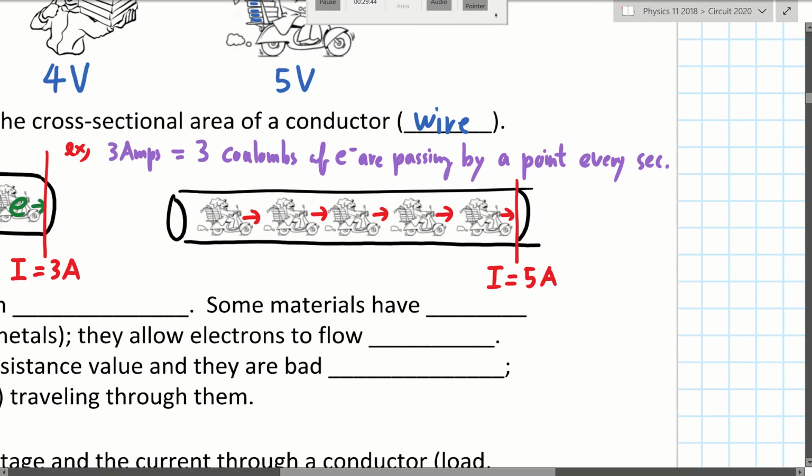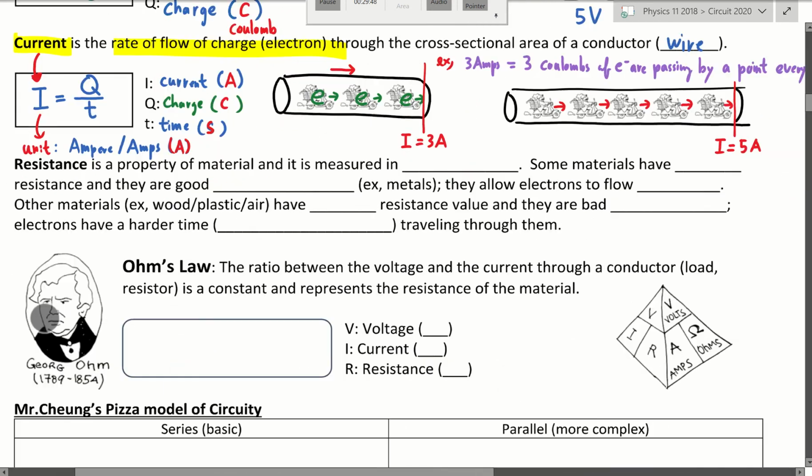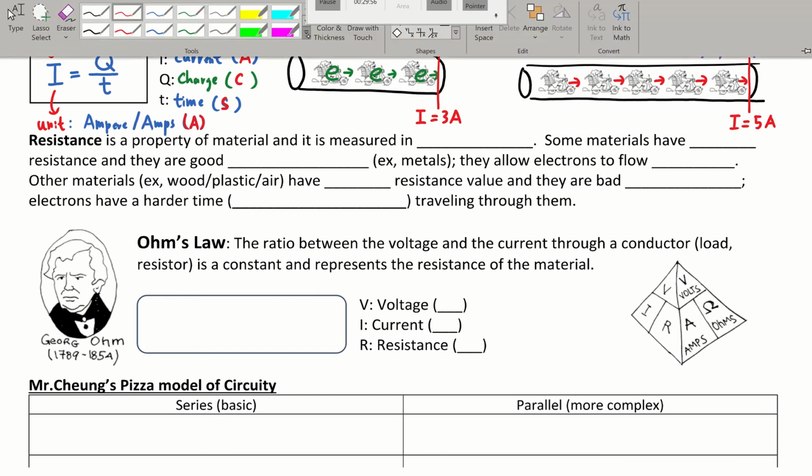So current is measured by looking at how many coulombs of electrons pass you every second. Okay, now let's go back to the note and finish up down here. So now we have our current, we have our voltage, and just end this with resistance.